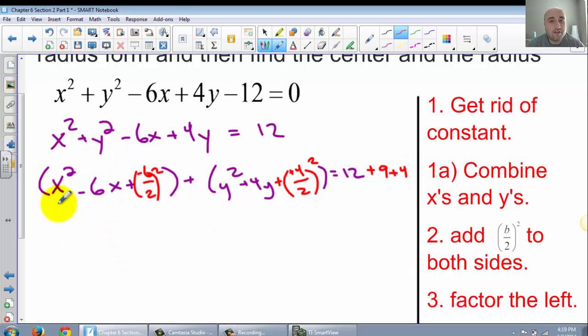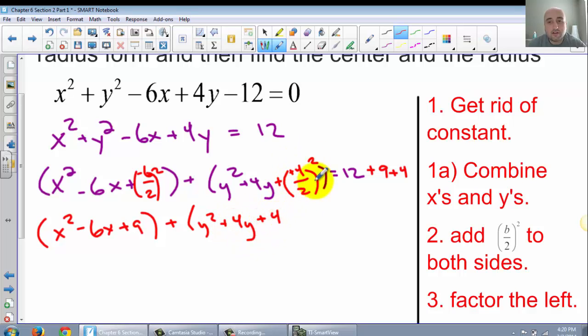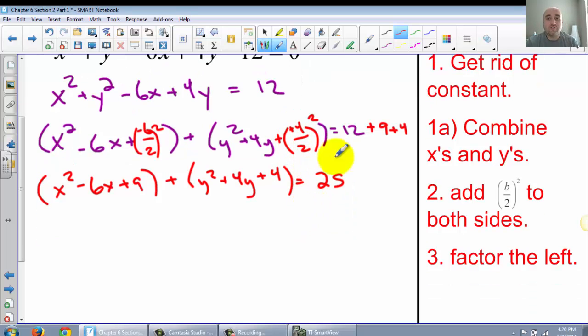Okay, now simplify everything that we see here. So x squared minus 6x plus 9 plus y squared plus 4y plus 4 equals 12 plus 9 plus 4. 9 plus 4 is 13. 13 plus 12 is 25. Okay, so that's step 2. Basically we're just doing two completing the squares in one problem.